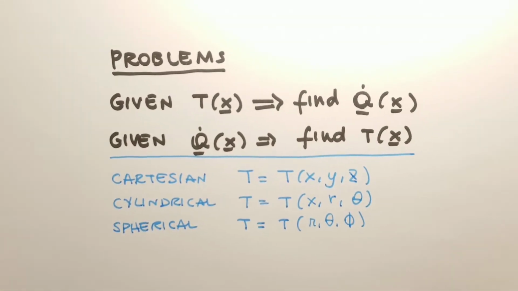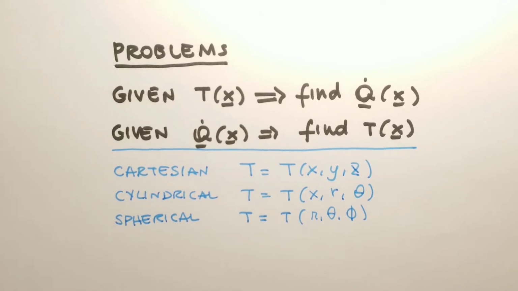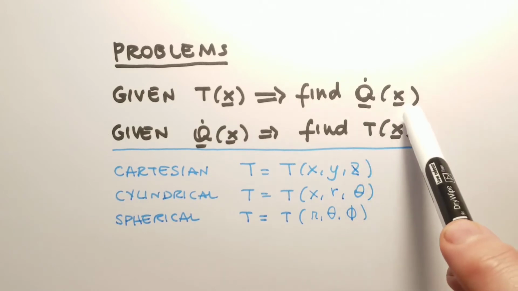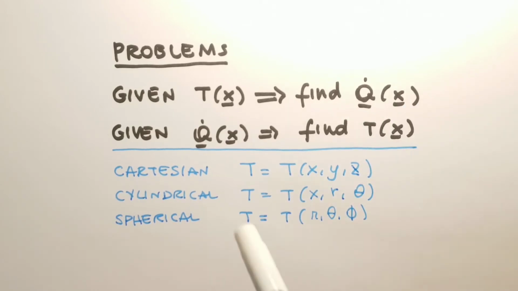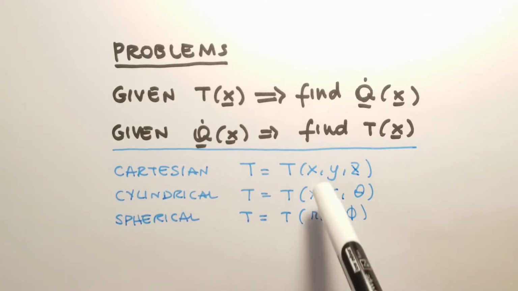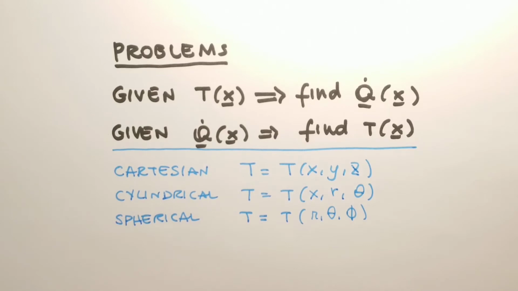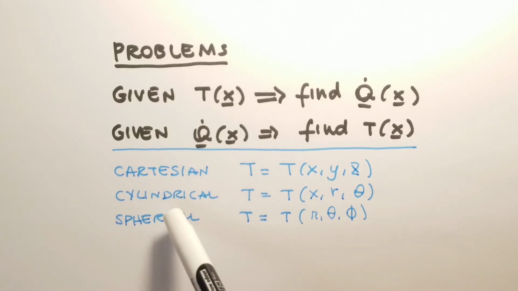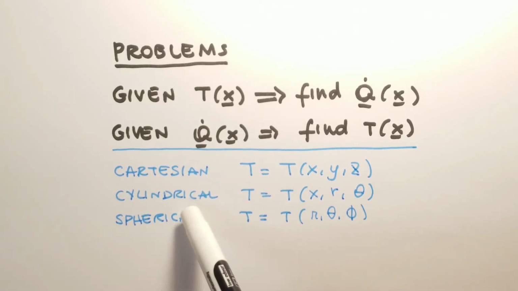In our problems, sometimes we are given the temperature distribution in space. So we're given T(x) and we want to find the vector Q at every point. In other cases, instead, we're given the heat transfer, the vector heat transfer in space, and we want to find the temperature distribution. Sometimes we will use a Cartesian system where T is a function of x, y, z, or we will encounter a problem in cylindrical coordinates or in spherical coordinates.